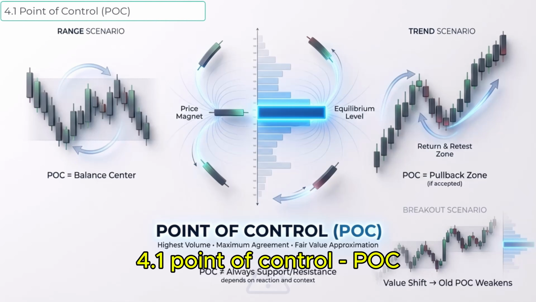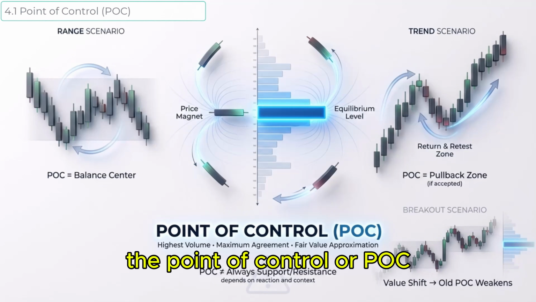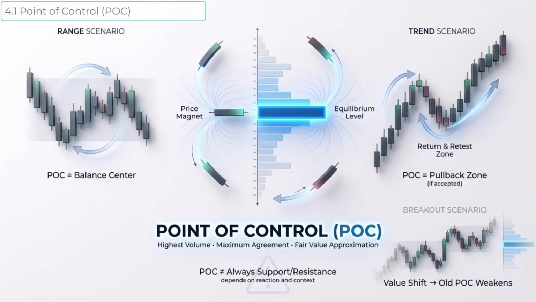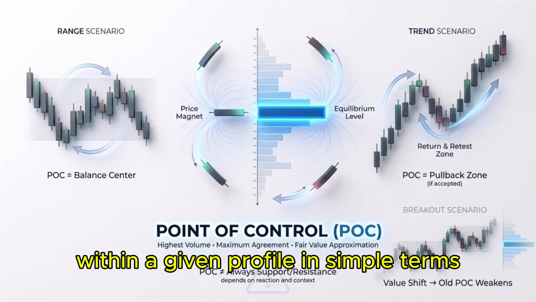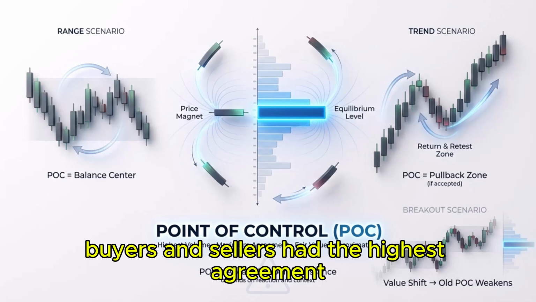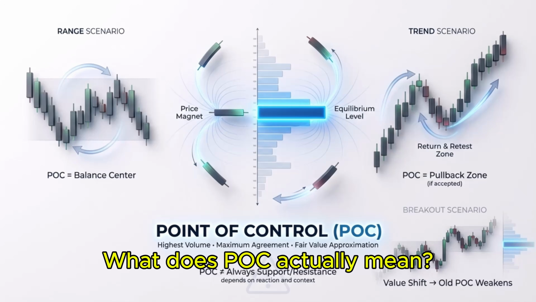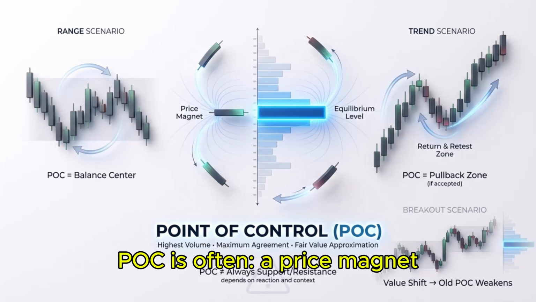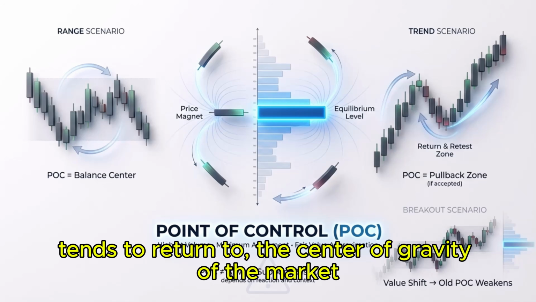4.1. Point of control, POC. Let's start with the most important level, the point of control, or POC. POC is the price level with the highest traded volume within a given profile. In simple terms, this is where the market traded the most, buyers and sellers had the highest agreement, and price was considered closest to fair value. What does POC actually mean? POC is often a price magnet, a balance point. A level price tends to return to, the center of gravity of the market.